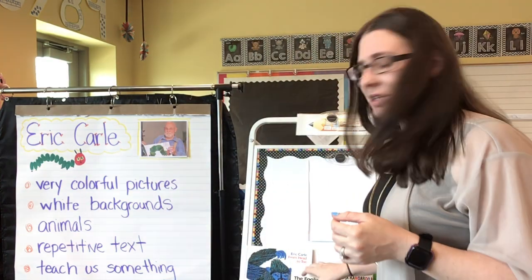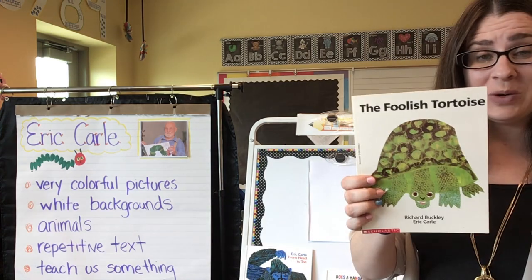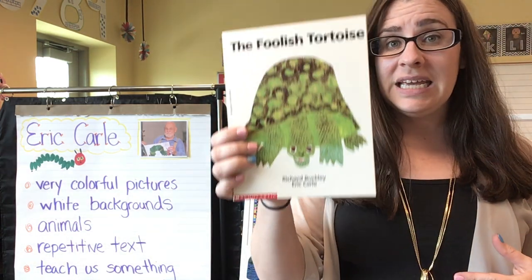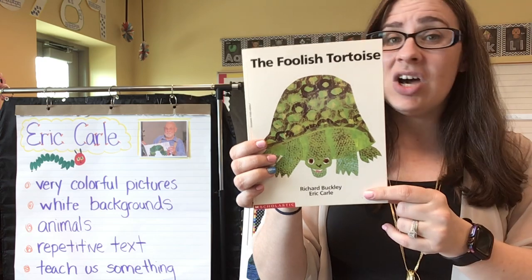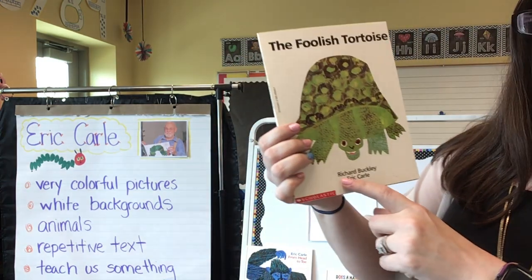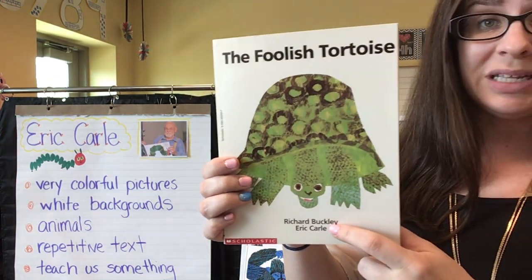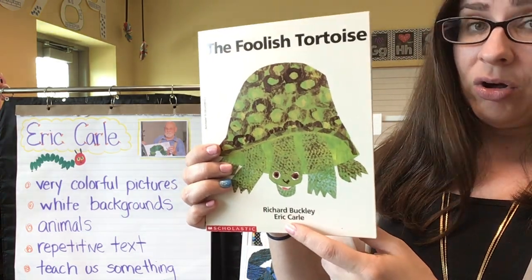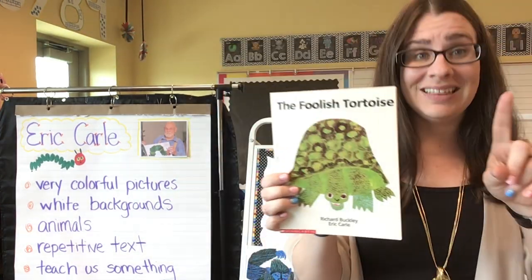So the book I'm going to read you today is The Foolish Tortoise. And this book, he is the illustrator, but he is not the author. If you look right here at the bottom, you can see that Richard Buckley actually wrote this story. Eric Carle is the one that illustrated it. But look at this. This is really cool.